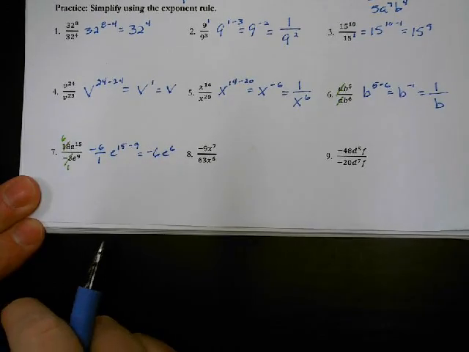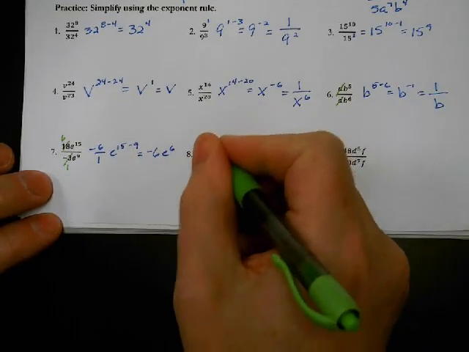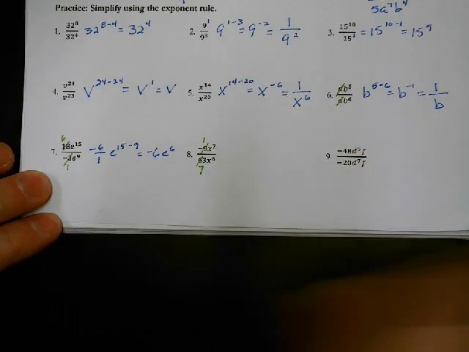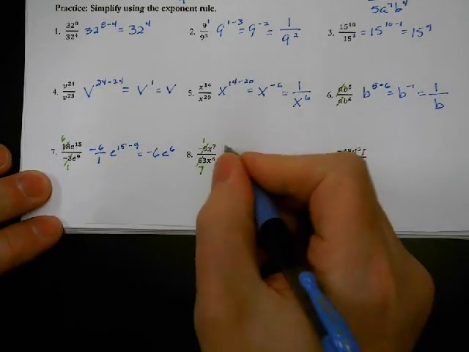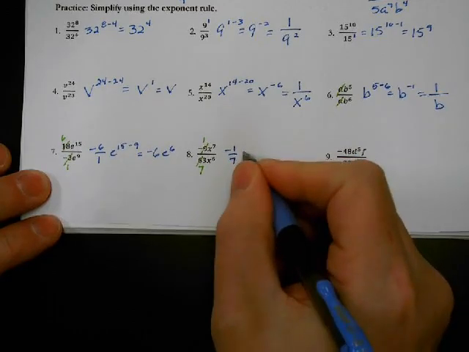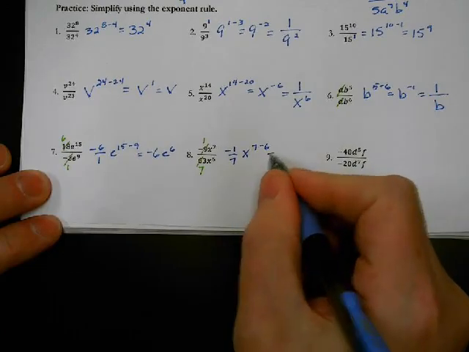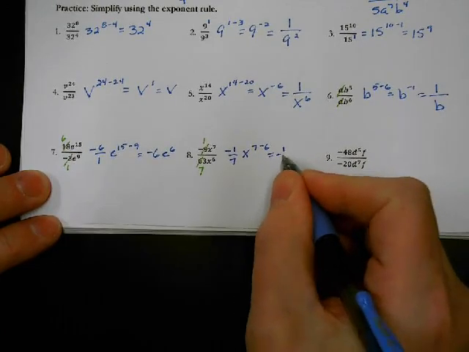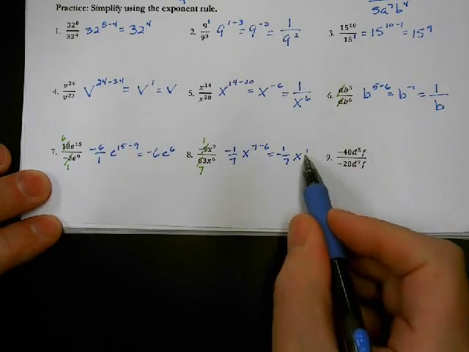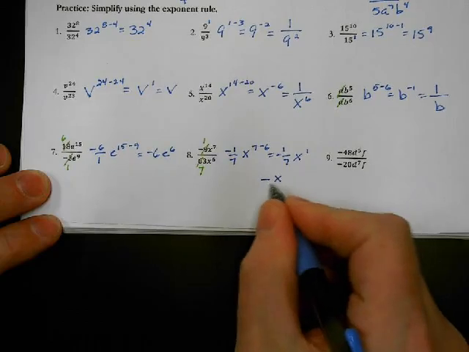Next, 9 goes into both of these, goes into 9 once. It goes into 63 7 times. So this reduced to negative 1/7. And then we do x to the 7 minus 6. So this is negative 1/7. And then x to the first power. It's a positive exponent, so it belongs in the numerator. Final answer, negative x over 7, or negative 1x over 7.